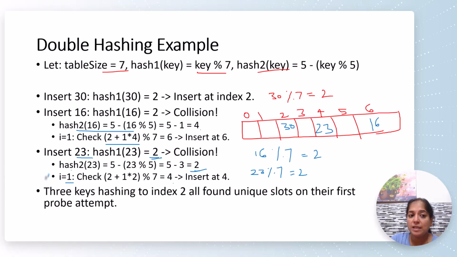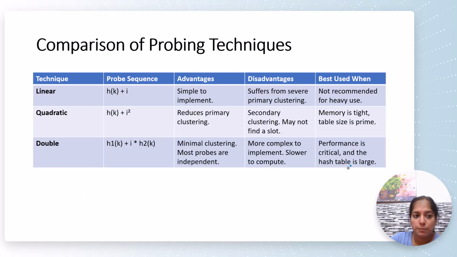So if you see here, we had three keys, 30, 16 and 23. For all three keys, we get the same index, which is 2. And by using double hashing, in the very first attempt, we found different unique indices for all of these values. So the number of operations is reduced here, and it increases the efficiency.